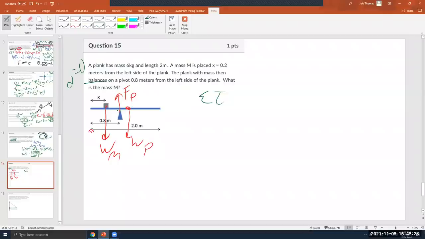One thing I will mention is that all of our distances are measured from the left end. So you may be tempted to use that as the axis of rotation. If you do, that'll be fine. You just need to notice that from the sum of the forces in the y, you get that this force is equal to the sum of those two weights. But the quickest way through is to set your axis of rotation at the pivot and then sum the torques due to the two weights.